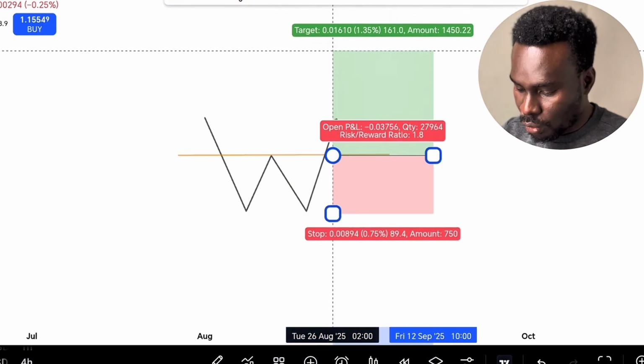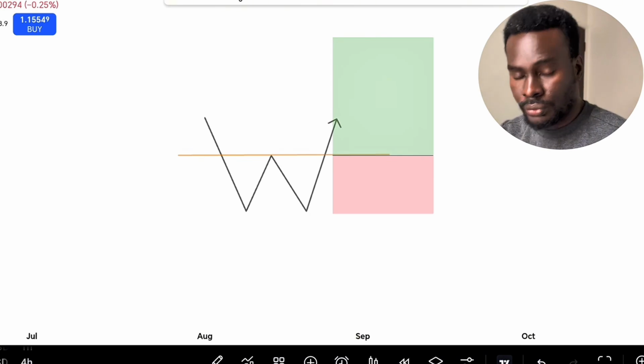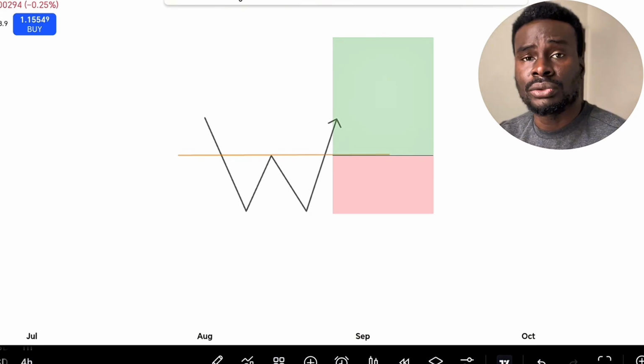Then you can set like a 1:2 or 1:3 risk to reward, depending on where you're going. So that's how you trade double tops and double bottoms.